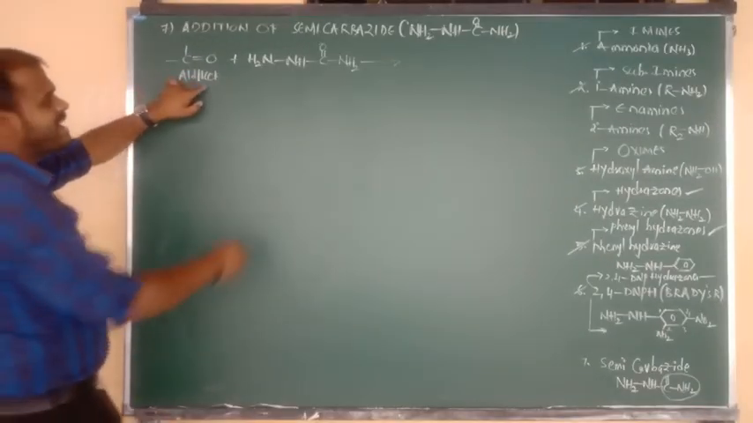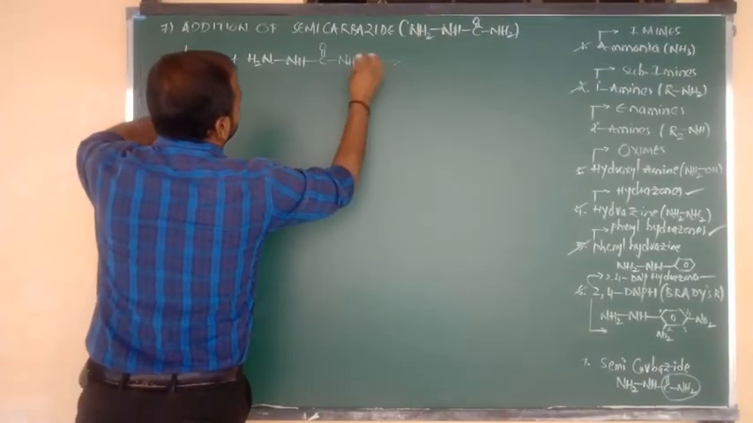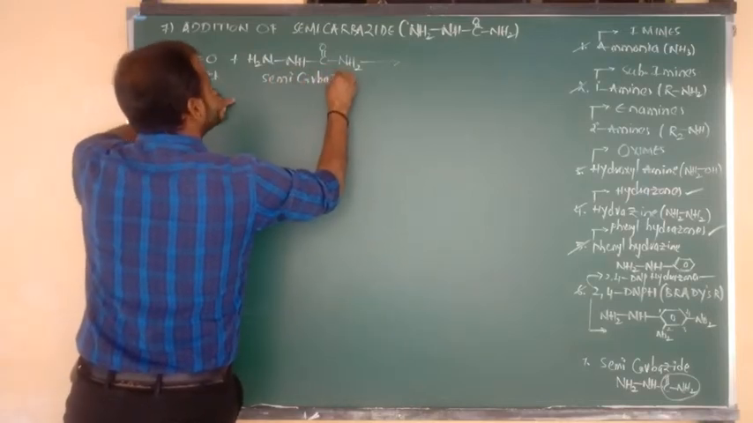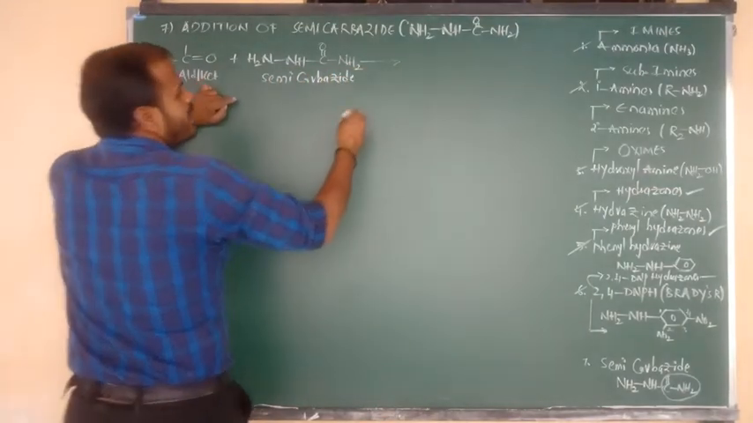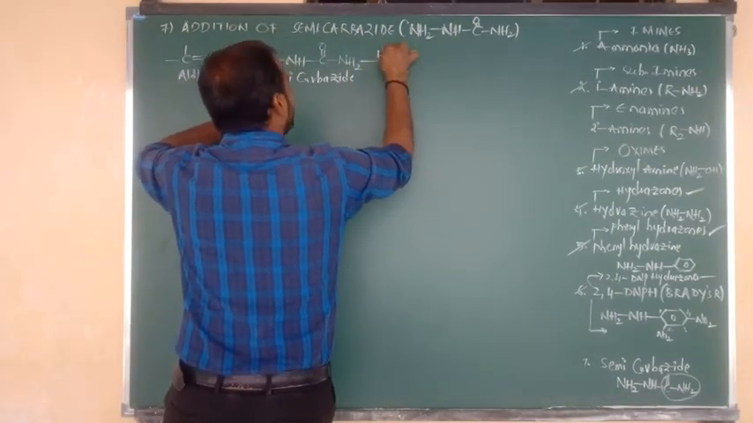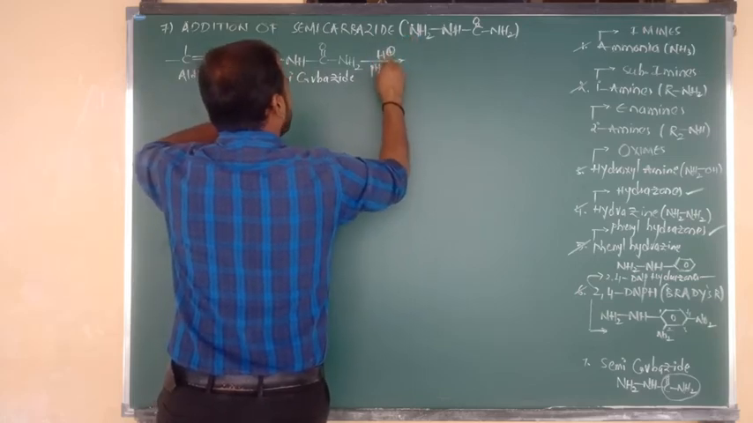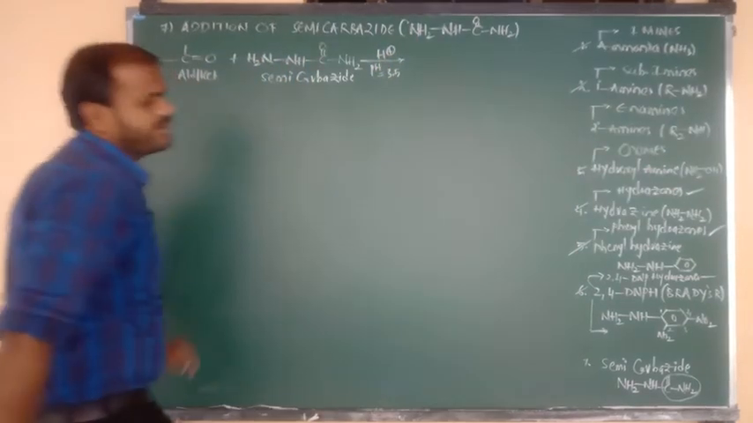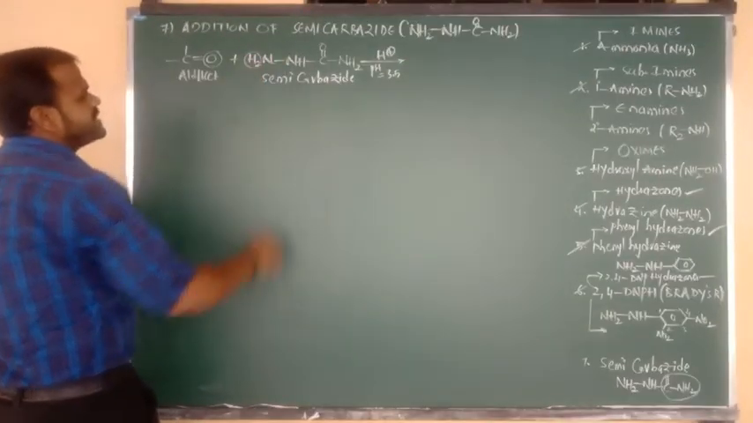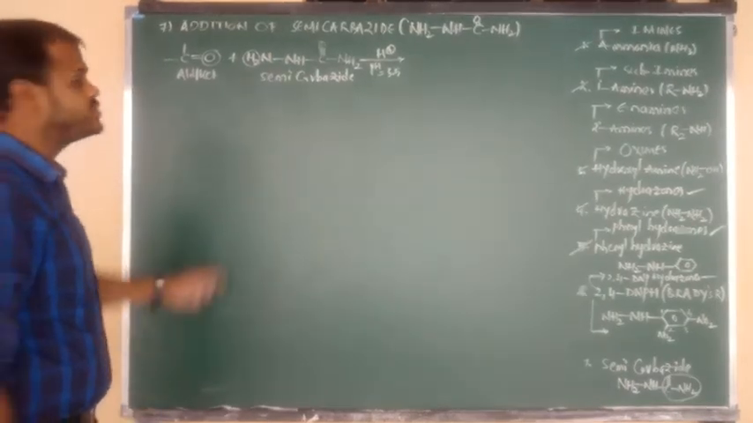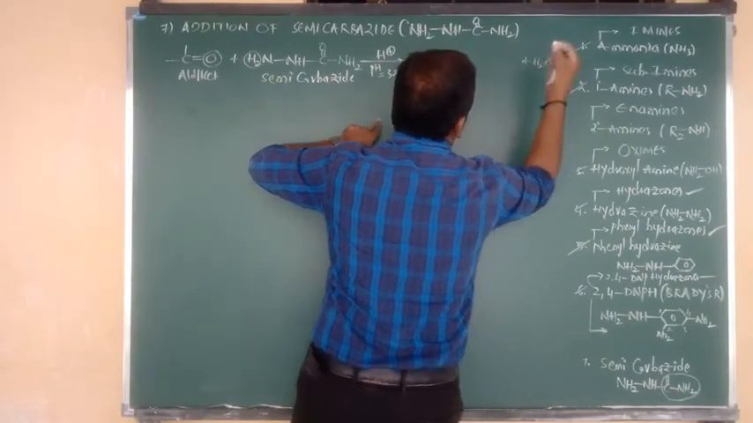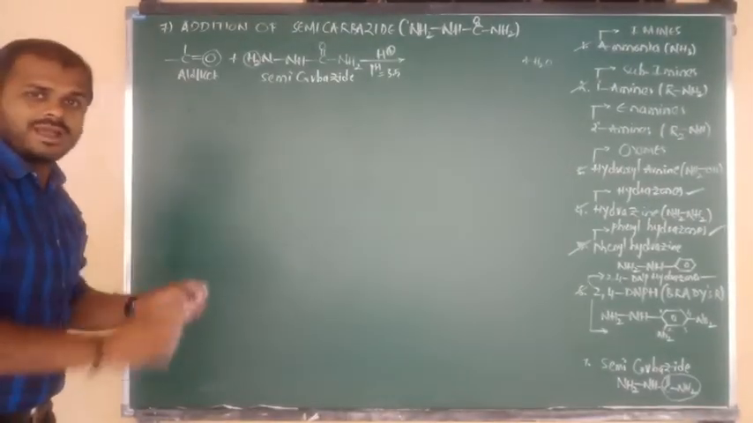Aldehydes and ketones upon addition with semicarbazide. Addition of semicarbazide takes place in the presence of acidic medium, again at the same pH value of 3.5. Now from aldehydes and ketones remove oxygen, and from semicarbazide remove the H2 molecule. H2 combines with O and is eliminated in the form of a water molecule. Remaining, we have to write the condensed product.